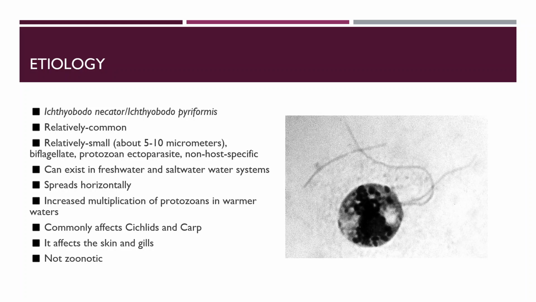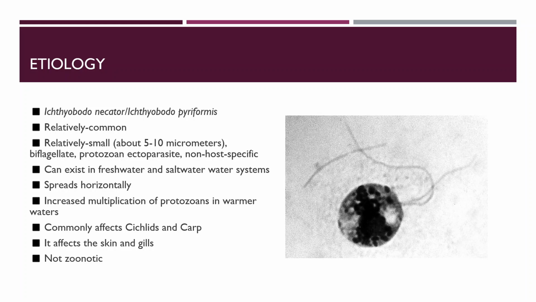It is relatively common and relatively small, about 5 to 10 micrometers, so it's like a red blood cell, basically. It is a biflagellate, protozoan ectoparasite. We know there are four types of protozoa, and this is a flagellate. It is also non-host specific and can exist in freshwater and saltwater systems.